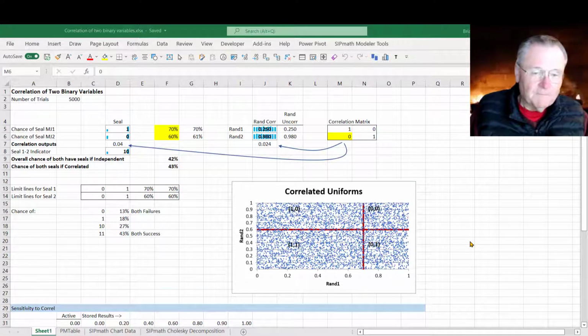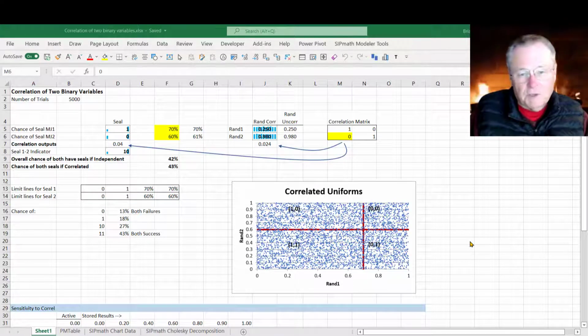This is Brian Putt. There are many situations where we have two random variables that are binary. They're either success or failure. Examples might be two oil fields that are nearby. They may have a correlation related to them. If one's successful, the other is more likely to be successful, or vice versa.